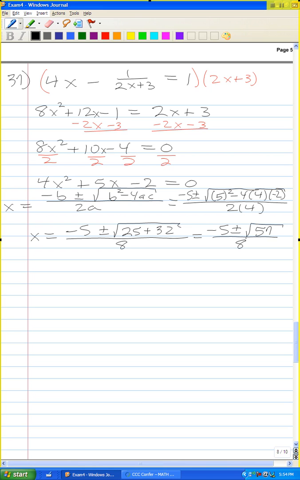Notice that only if x were equal to negative 3 over 2 would I be dividing by 0. So I'm not dividing by 0 in either case. Therefore, both of these are solutions.